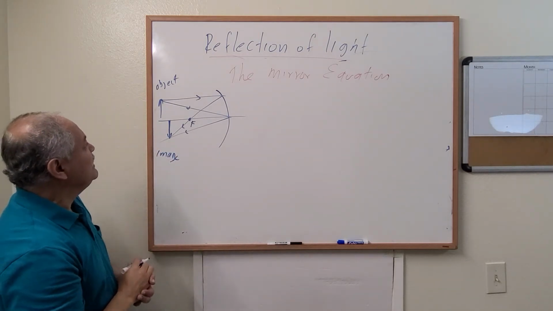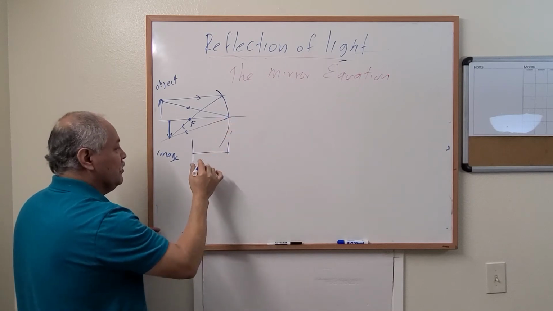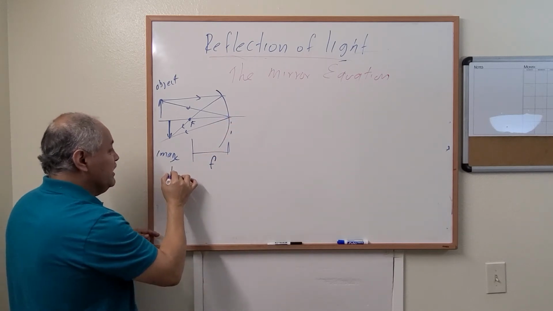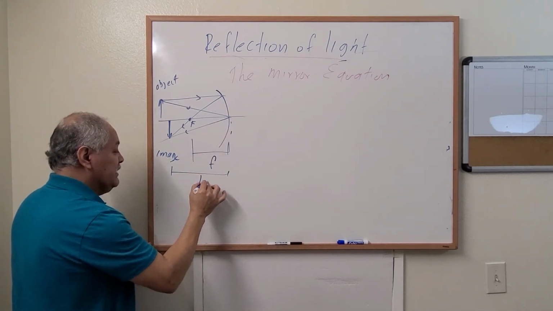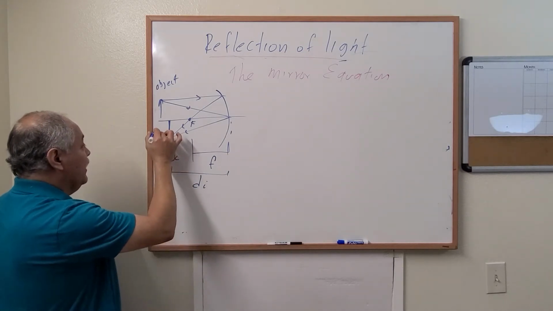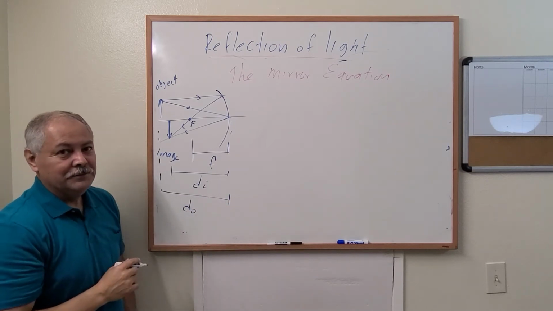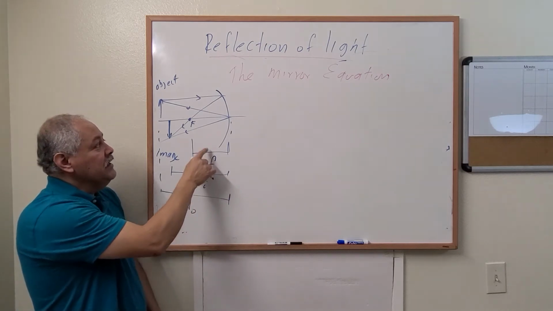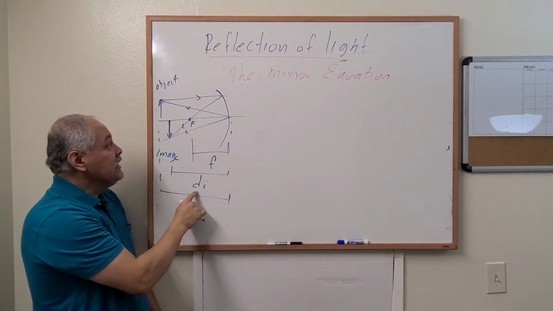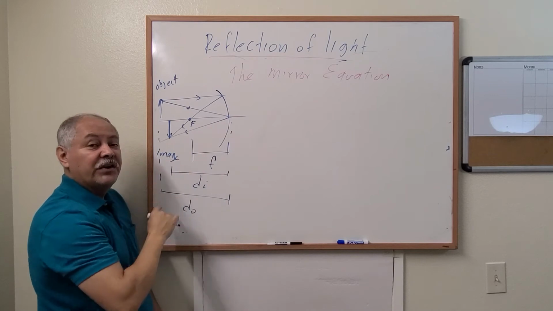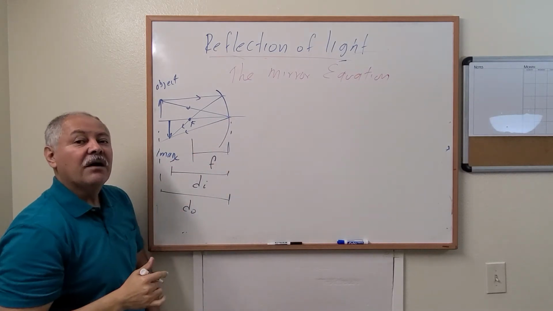Great. Now let's label these distances. The distance from the focal point to the vertex is called f, the focal length. The distance from the image to the vertex of the mirror is called di, right? And from the object to the mirror is called do. One more time, this is the focal length, the distance from the focal point to the vertex of the mirror. di is the distance from the image position to the vertex of the mirror, and do is the distance from the object to the vertex of the mirror.